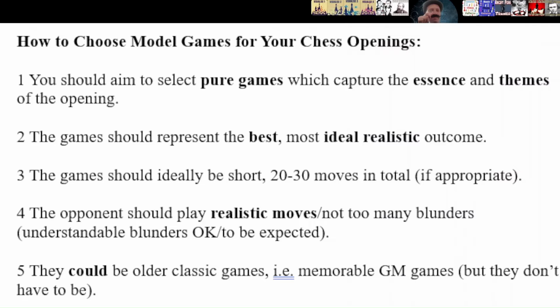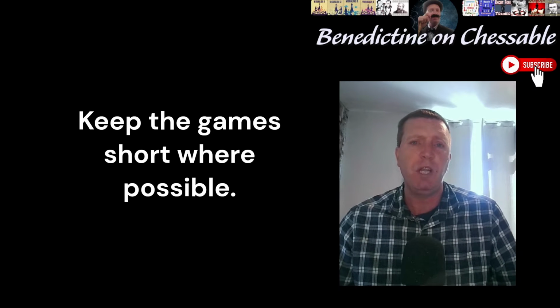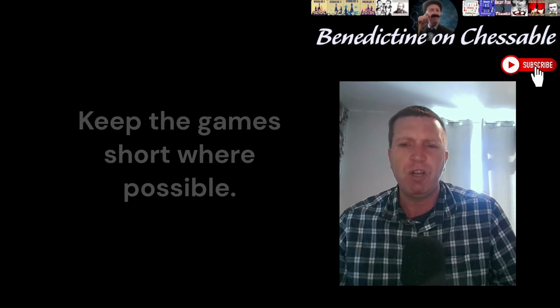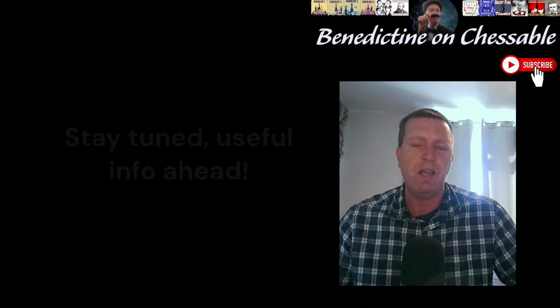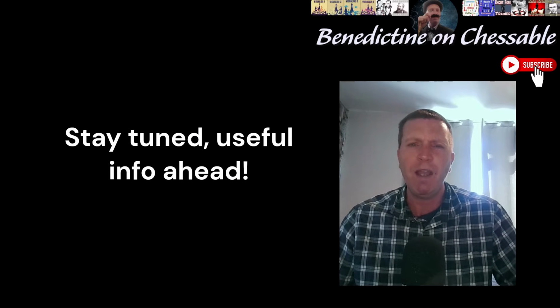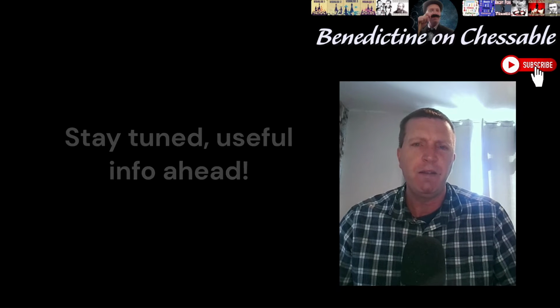Number three, ideally the game should be short, 20 to 30 moves in total, if appropriate. A model game doesn't want to be 50, 60, 70 moves long, unless that particular opening, like maybe variations of the Caro-Kann, you're aiming for an endgame, for example. It's not possible to have quick wins in some openings, right? The opening dictates the middle game and the end game. So if it's one of those where you have an ending in mind, then it's not going to be that short. But wherever possible, if you keep them short, they're more memorable.